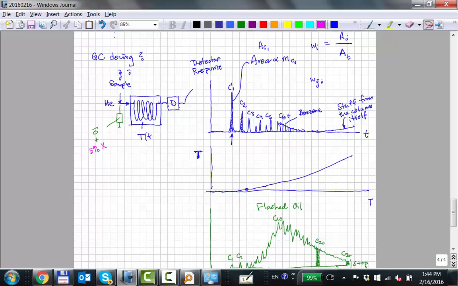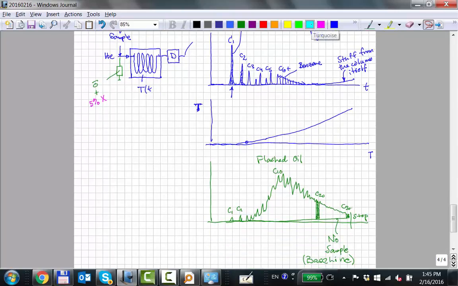And what happens is that that strange X compound, which is here, we get the area of X, right? And we know that physically, we measured 5%.